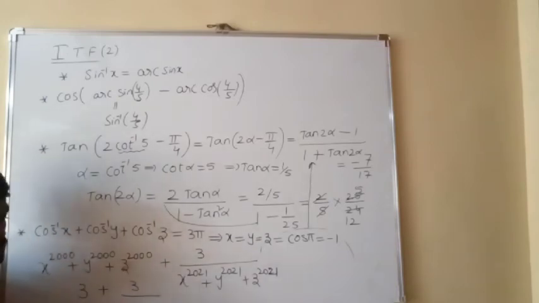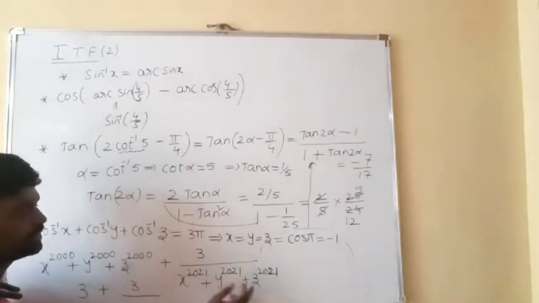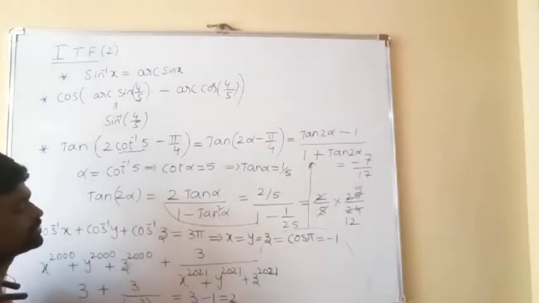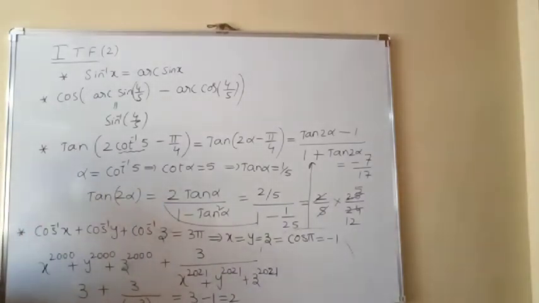And minus 1 whole power 2021. 2021 is an odd number. So minus 1 whole power odd number is minus 1. So minus 1, minus 1, minus 1, minus 3. So 3 plus 3 by minus 3. So 3 by minus 3 is minus 1. So 3 minus 1 is how much? 2. So thus the answer is 2.